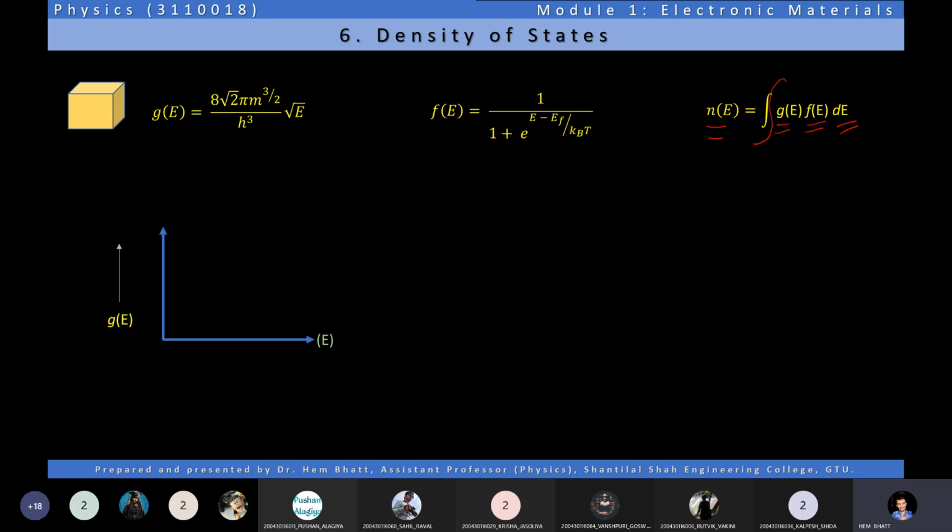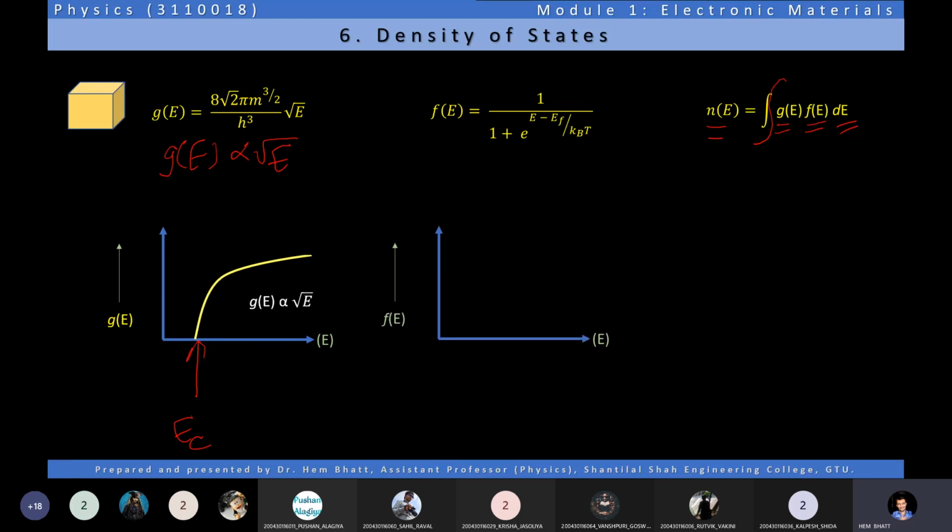Now see, G of E is proportional to root E. What will its graph look like? This is the nature of the graph. Okay, we are talking about conduction band, so this is EC value, and then what is the graph of Fermi factor like? This is the graph of Fermi factor.